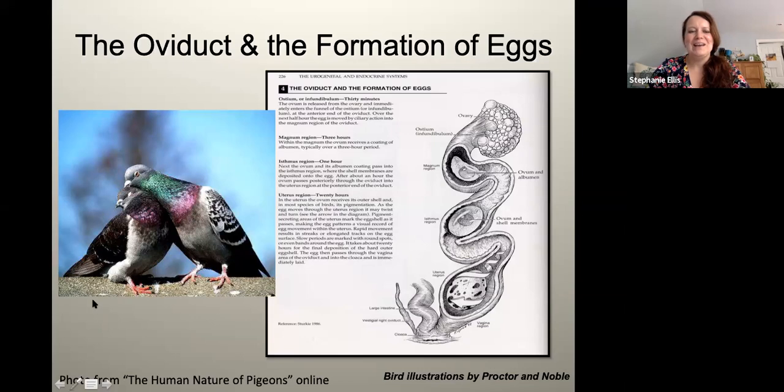Okay, so here, I love this slide. These are rock pigeons engaging in a courtship display. But I especially love this illustration here on the right. I'm just gonna move this over for a minute. Oops. Oh, there we go. Okay.